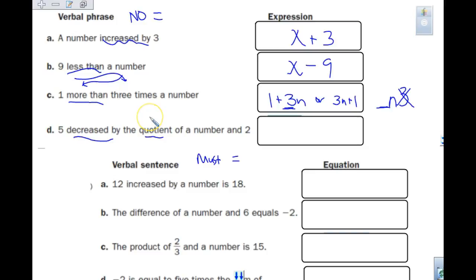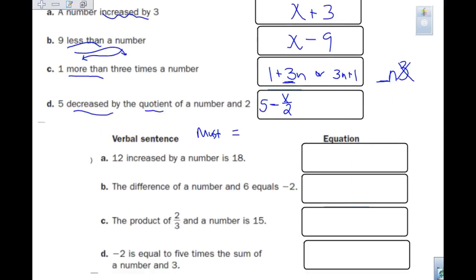So 5 decreased by the quotient of a number and 2, as I am looking at that. Jack over here. X divided by 2 minus 5. X divided by 2, okay? And 5 is decreased by. So do we want this minus 5 or 5 minus? Yes, we want the 5 minus. And this one, you must have it in that order. Okay? So, 5 minus, because you're decreasing, you're taking something away from 5.